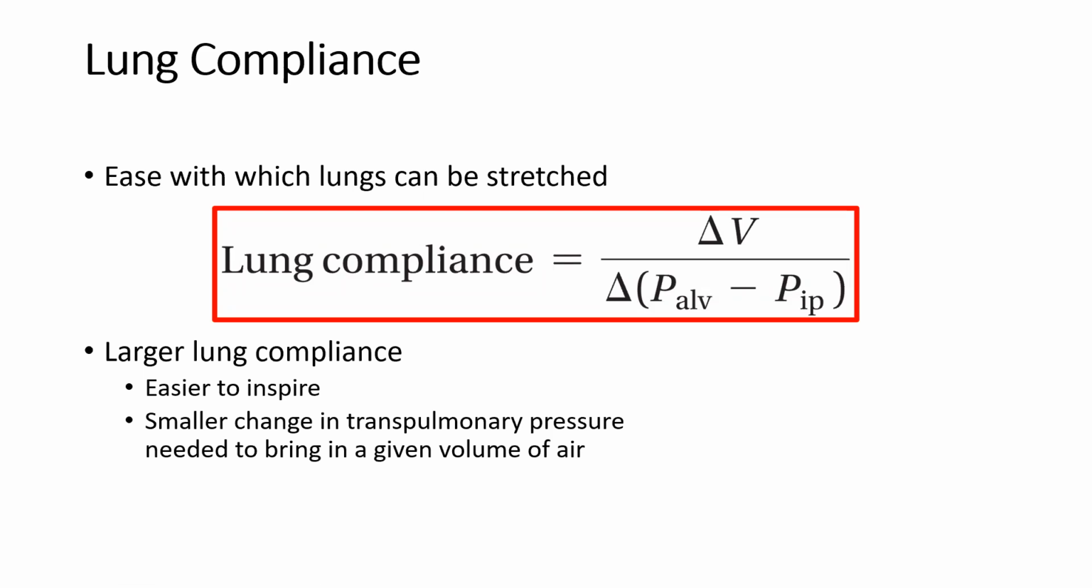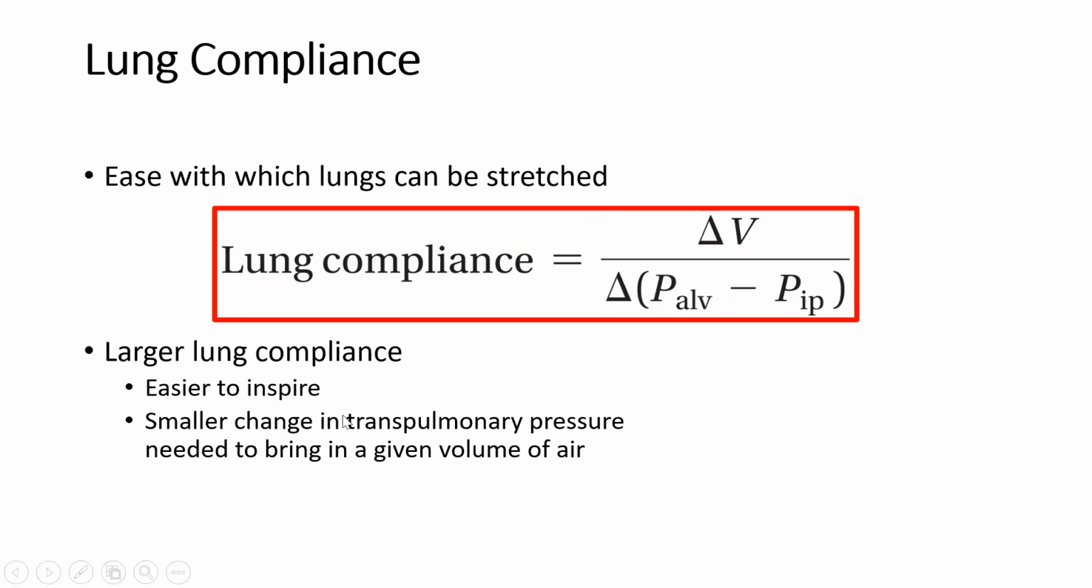And so the equation for compliance is the change in volume, in other words, how much air is coming in, divided by the change in the transpulmonary pressure. So remember, the alveolar pressure minus the intrapleural pressure is described as that transpulmonary pressure, that distending pressure, and the change in that transpulmonary pressure is also a variable when we talk about lung compliance.